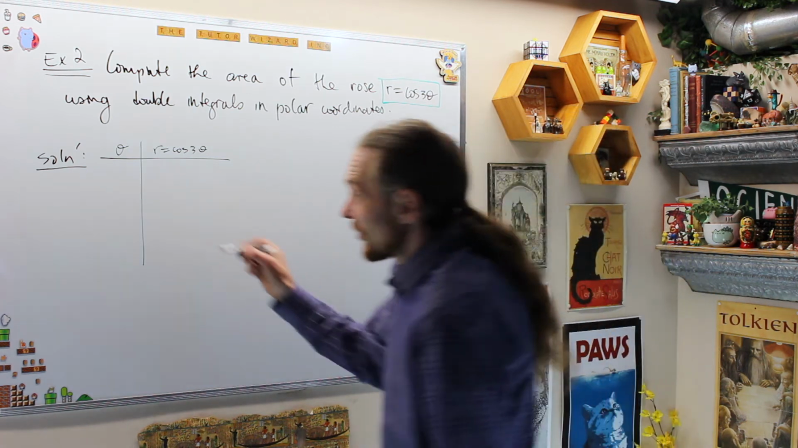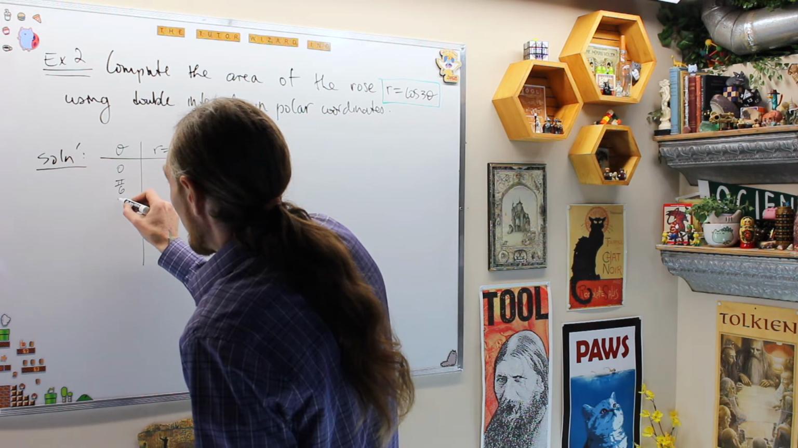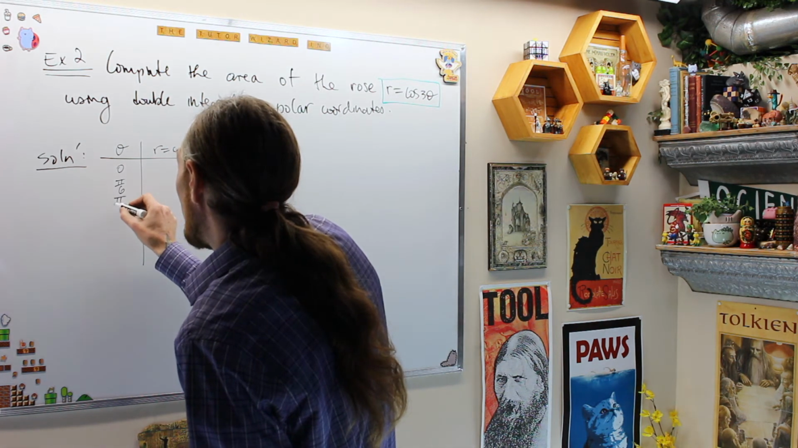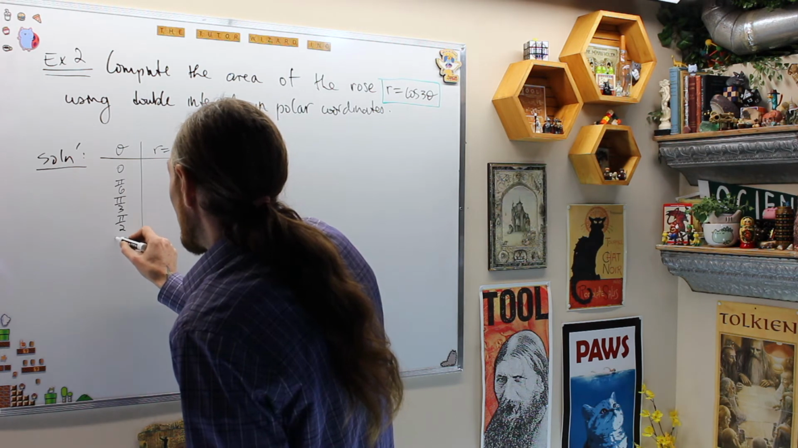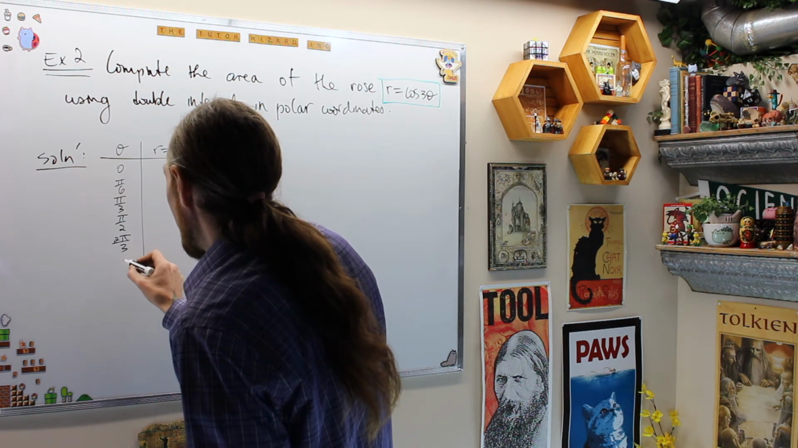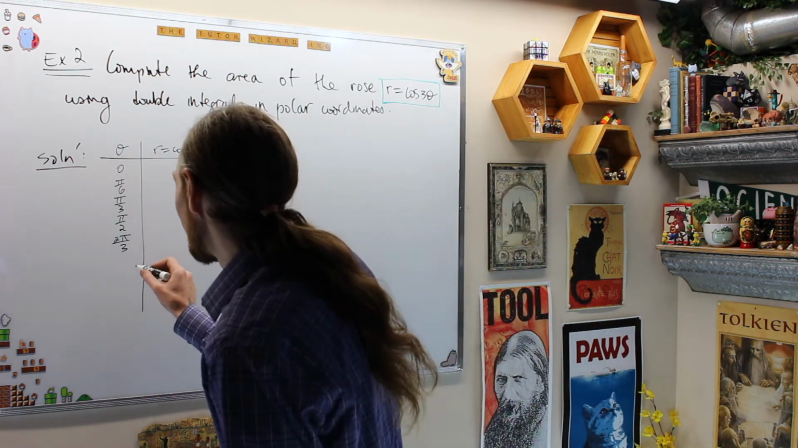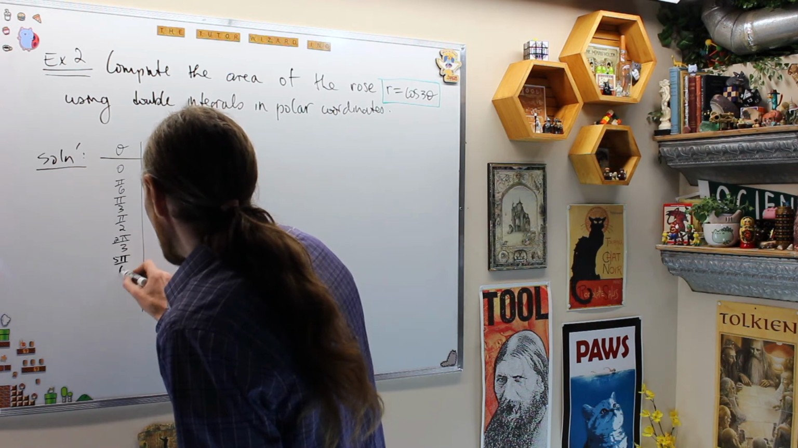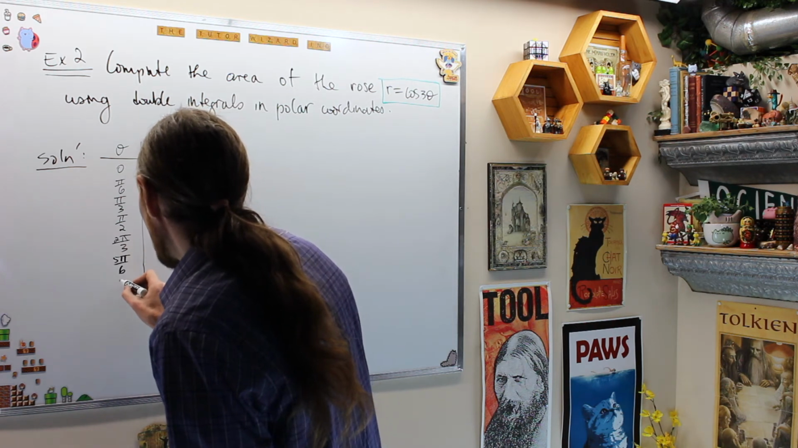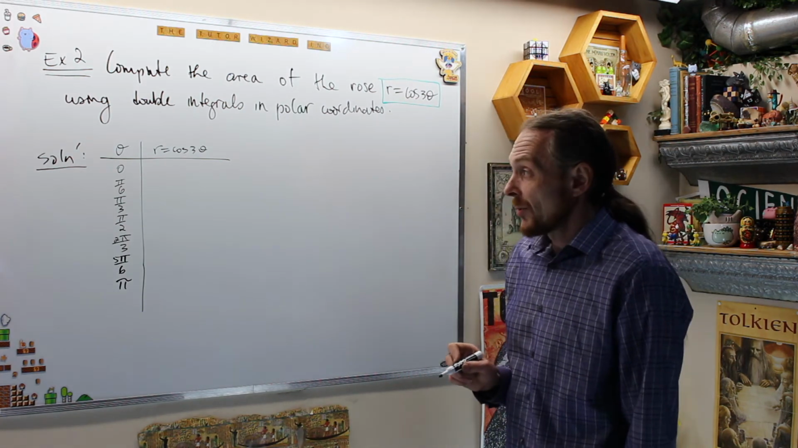Long story short, I'm going to do 0, then pi over 6, then pi over 3, then pi over 2, then 2 pi over 3, then, yeah, you remember this game? Then what's the next one? 5 pi over 6, and then pi, I think, is the last one I'm going to need. That'll give me what I want.